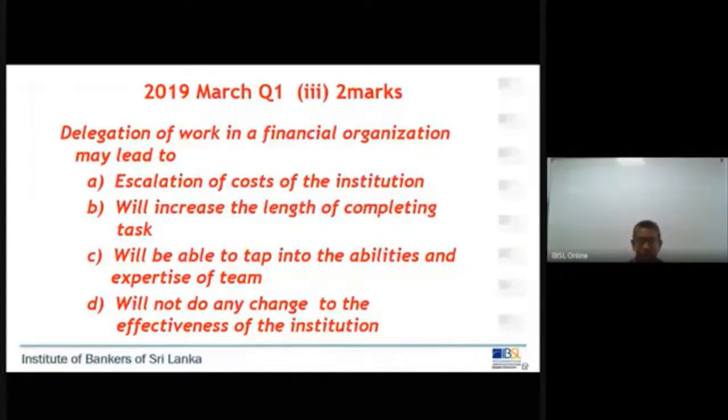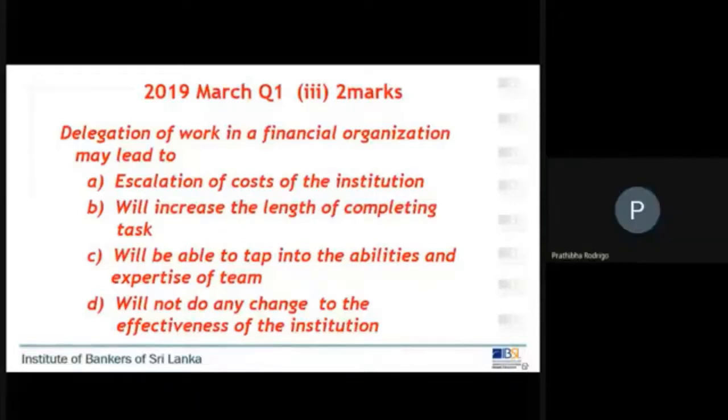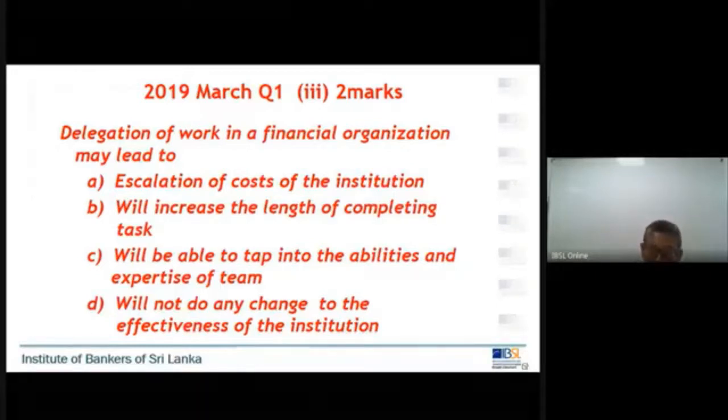The second one, B: will increase the length of completing the task. You're not sure? I know you get confused. It may or may not. That is why we are not delegating, because it takes more time. But some people do better than your boss. You have to remember that. Sometimes you can do that work faster than the boss, because you are more competent.